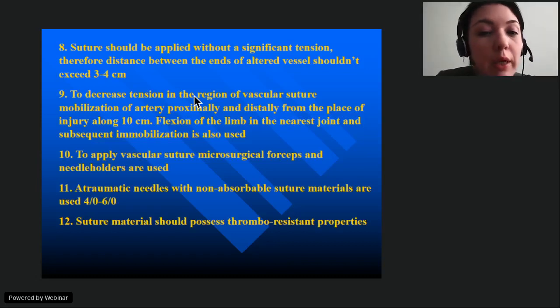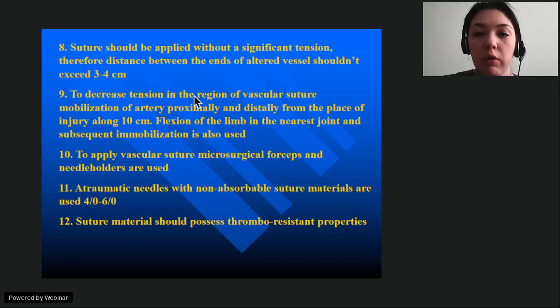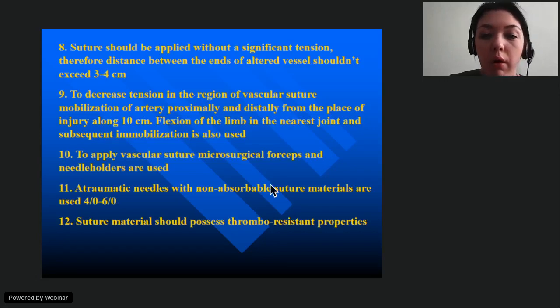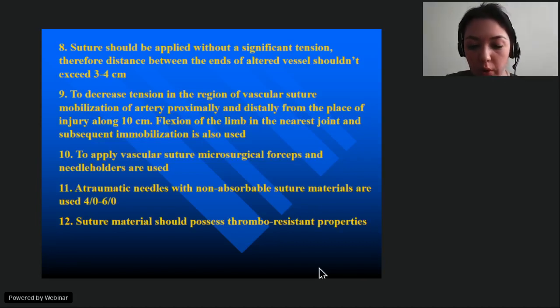Atraumatic needles with non-absorbable suture materials, 4-0 to 6-0, are used. We also said at the previous lesson that in case of vascular suture, we usually use non-absorbable suture material, and the suture material should possess thrombo-resistant properties, so that it shouldn't assist in the formation of clots.